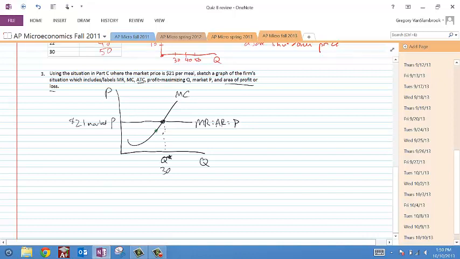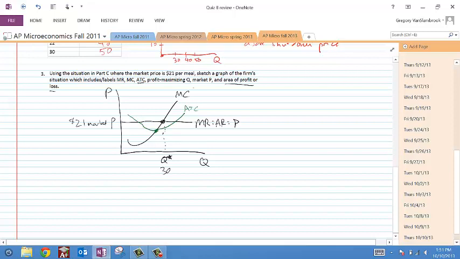So pick any point below the MR equals MC point on the MC curve and draw ATC through that, where that is the minimum ATC. It doesn't need to be perfect, just looking for that to be in the right spot and for that to be about looking like the minimum.